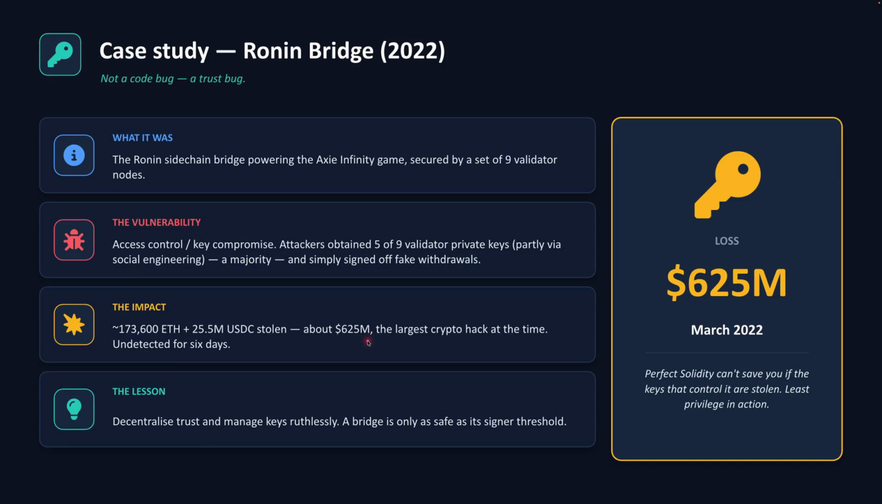The lesson? Decentralize trust and manage keys ruthlessly. A bridge is only as safe as its signer threshold. Perfect Solidity can't save you if the keys that control it are stolen. Least privilege in action.